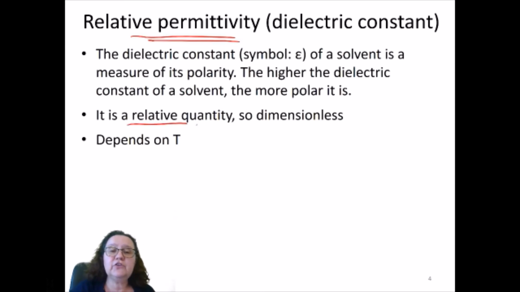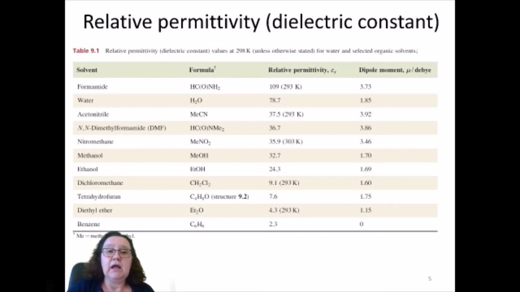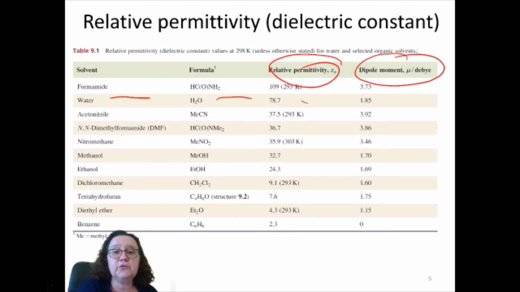Relative means it's relative to vacuum, to permittivity in vacuum, in space. It is a dimensionless constant. It's just a number, and it depends on the temperature. Here's a table of the dielectric constant and the dipole moment of various solvents. And here you've got the line that corresponds to water, which is what we normally compare as typical behavior, that water is our comparison for all these discussions I'm going to be doing in the next few slides.